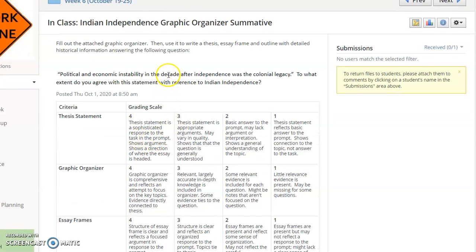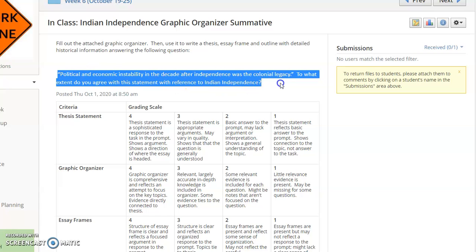So what you are going to do is create a graphic organizer that goes over the whole unit that we did. And I'll show you what that looks like. But what you're going to focus on is providing information in that graphic organizer. You will take out information to answer this question. Political and economic instability in the decade after independence was the colonial legacy. To what extent do you agree with this statement with reference to Indian independence?